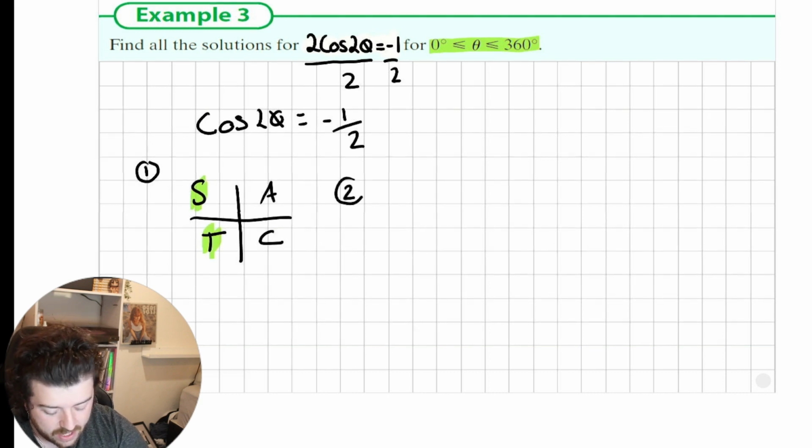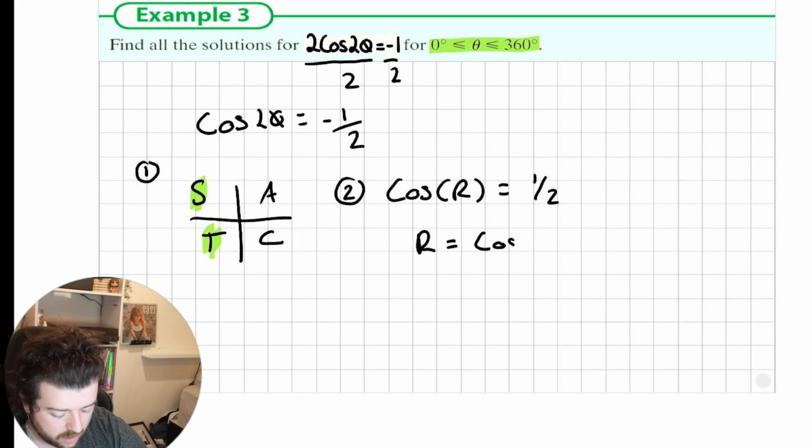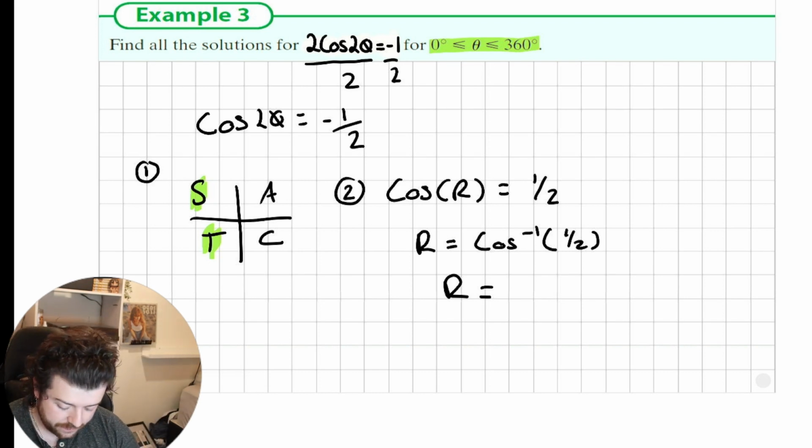Next step, I have to calculate my reference angle. So cos, I'm actually just going to say α for my reference angle. So cos α equals, then if I'm doing my reference angle, I need to get rid of the minus here. So this is going to be a half. So α is just going to be cosine inverse of a half. My reference angle is going to be equal to cosine inverse a half, which is 60. So my reference angle is 60 degrees.